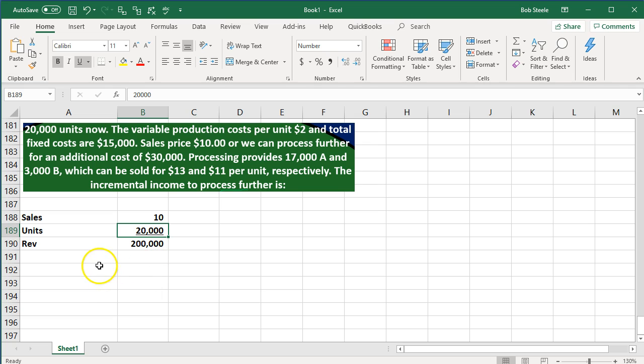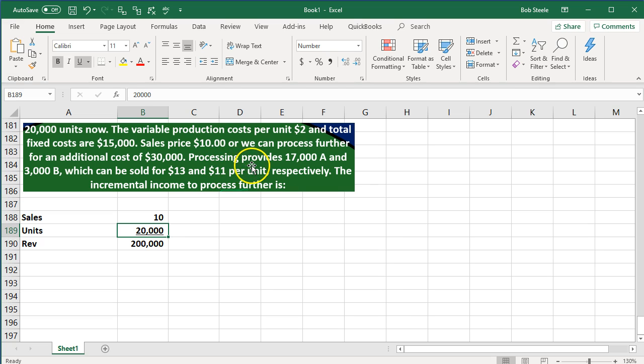Notice there's no added costs here to do this, because we're talking about this point forward. These costs that happened in the past, they're not relevant to our incremental cost, the decision-making point at this time. So we got the sales price, and then we could process further, which costs another $30,000.